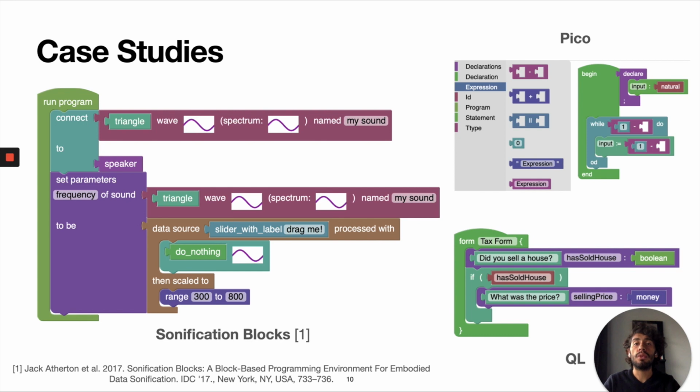Similarly, we wanted to use Kogi with a more programming-like language, so we used Pico. Pico is a tiny programming language that contains some declarations, expressions, statements, and so on. Finally, we have QL. QL is a domain-specific language for defining questionnaires. It was interesting because these questionnaires are often described by end users and not necessarily by computer scientists or programmers.